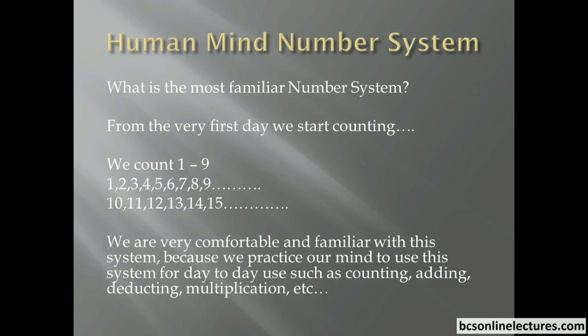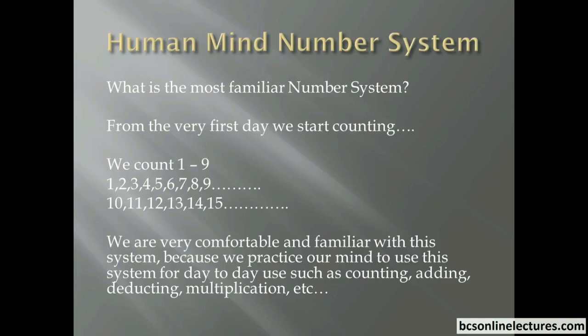We are going to discuss our human mind number system. Human mind means what the human mind is trained to use. What is the number system that we are most familiar with? Are we familiar with 0? Yes. Are we familiar with 1, 2, 3, 4, 5, 6? Yes. 7, 8, 9? Yes. We are familiar with that.